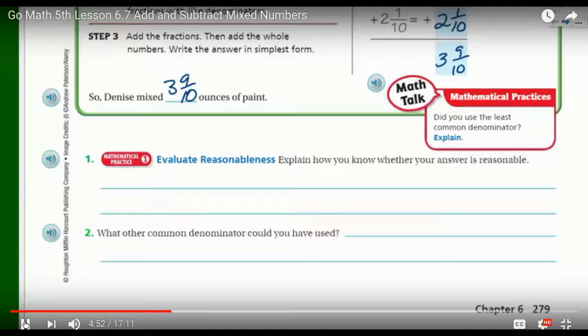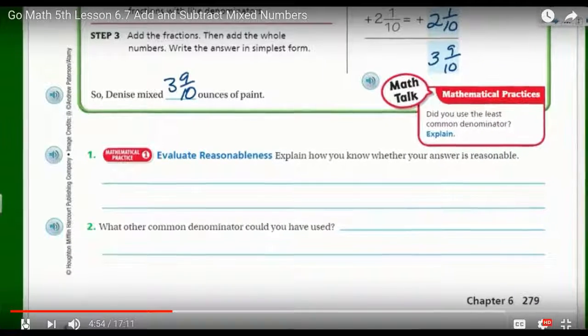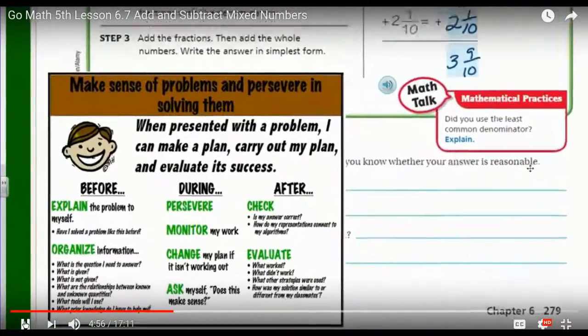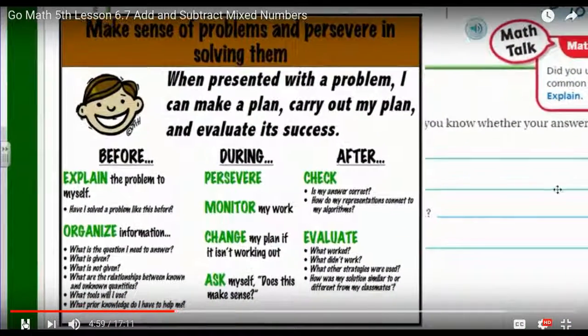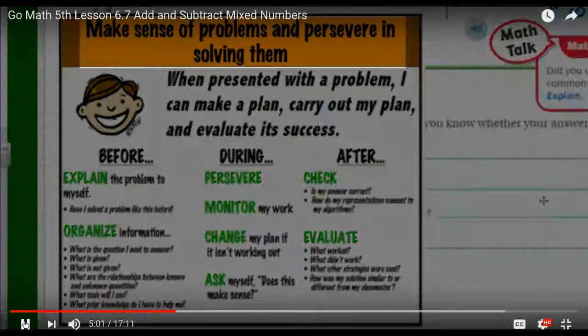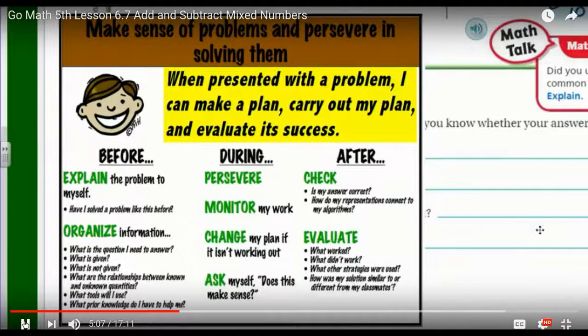We're going to do it one more time, okay? This is the time you might want to buckle up and put on your seatbelt. Here we go. Reviewing mathematical practice number one. It says make sense of problems and persevere in solving them. That's right, you need to persevere. When presented with a problem, I can make a plan, carry out my plan, and evaluate its success.